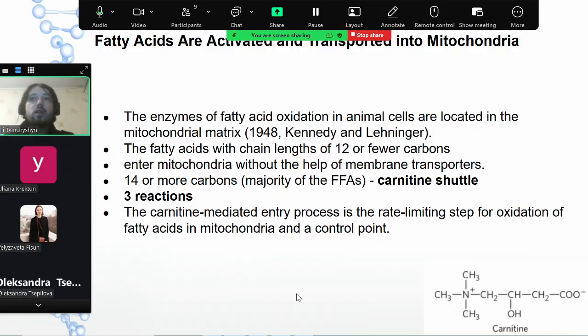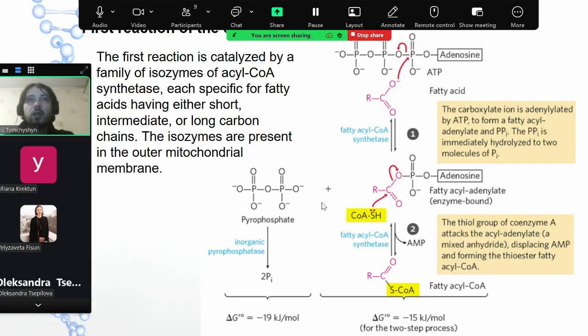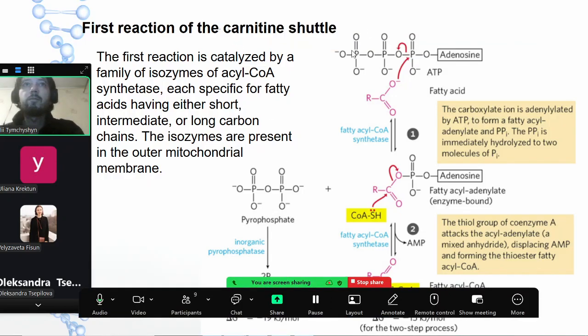This is called the carnitine shuttle. It undergoes three reactions, and the carnitine-mediated entry process is a control point. That's the point where you control how much energy you need from those fatty acids. Here is the formula of carnitine, on the right. Pretty interesting chemical.